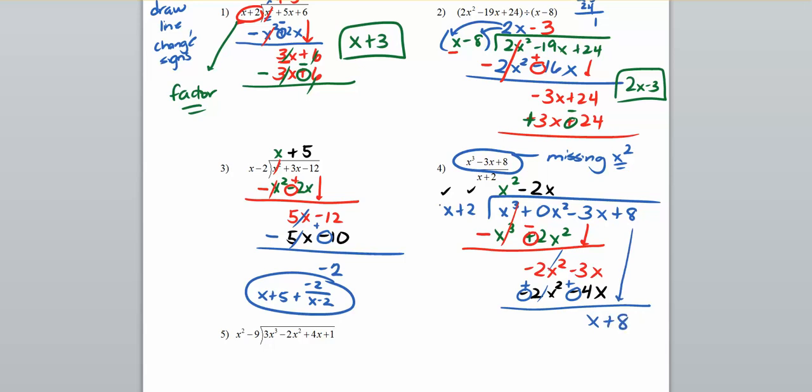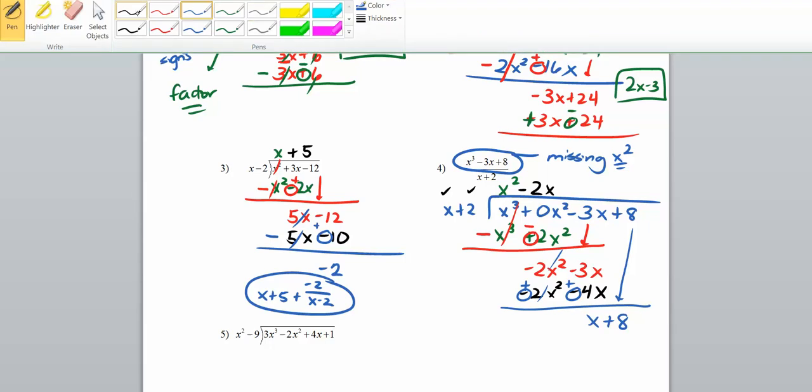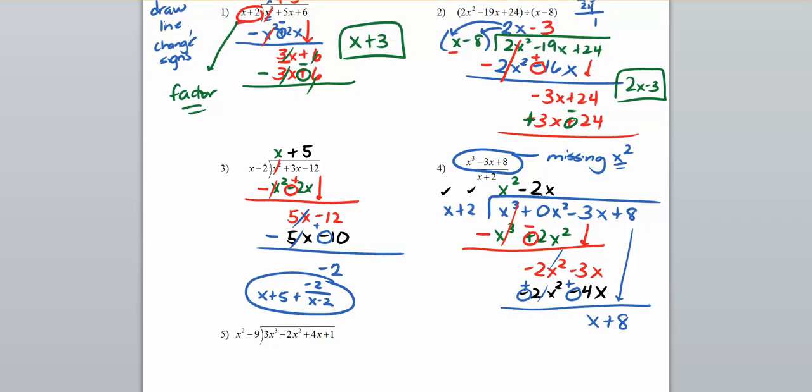Okay. The last step, I have to say, how does x become x? Well, x multiplied by just a positive 1. That's okay to just put a 1. X times 1 is x. Positive 2 times 1 is positive 2. If I draw my line and change my sign, my remainder is going to be 6.